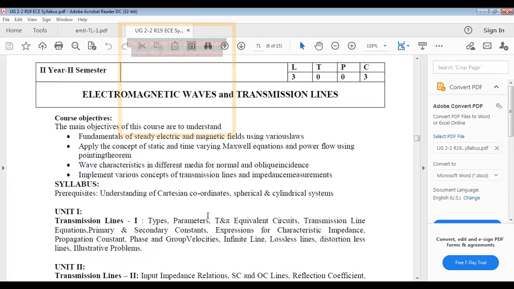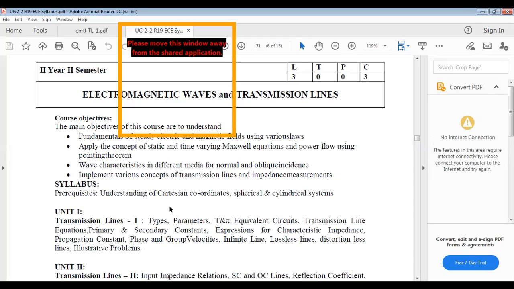Again, that part 2 is split into two parts, transmission lines 1 and 2, but transmission lines 1 is only small definitions. But from the second unit onwards, you have some typical content.